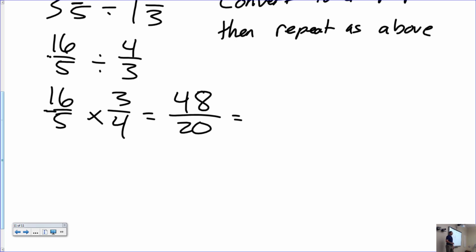And then just make sure once you are done, simplify, right? These are both even. Take half of them. If they're still both even, please keep going. And note, read the directions as to whether 12/5 is okay, or I want you to write it as 2 2/5. Either way. Okay?